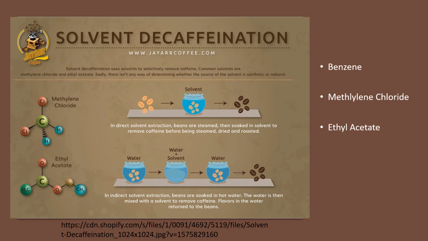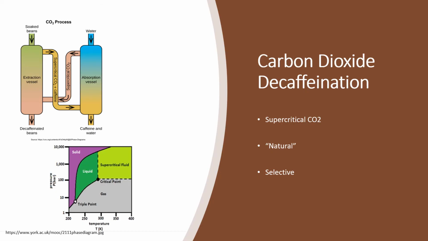In indirect solvent decaffeination, beans are soaked in hot water to start. Caffeine and flavor compounds are dissolved in the water, which is then mixed with the solvent to remove the caffeine. Finally, the beans and water are mixed back together in an attempt to keep the flavor compounds with the beans. Unfortunately, in both of these methods, flavor compounds are lost, often making the coffee taste worse. So how can we save more flavor compounds? With caffeine extraction using carbon dioxide.